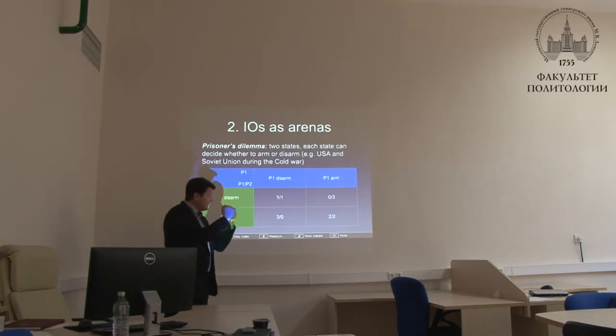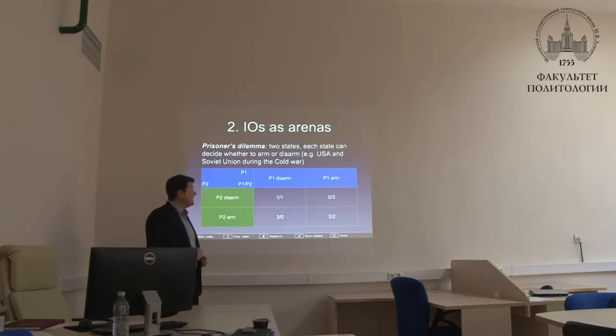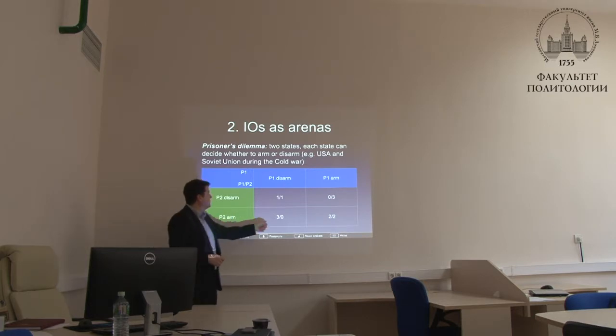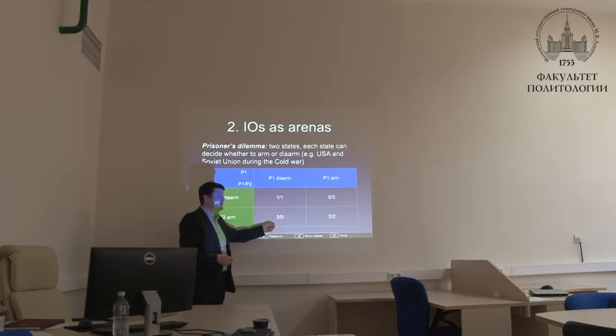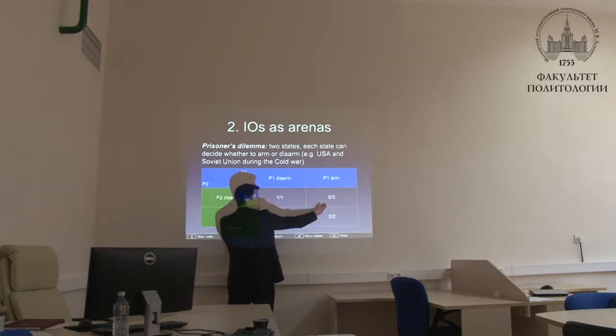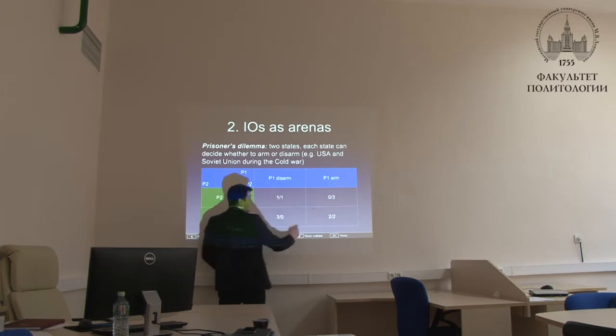This is why both states armed. And in case there would be an agreement for both states that they should disarm, but only the one state disarms, but the other state arms, this would leave the state that disarmed in a definitely weaker position. So these are probably the worst cases for both states. And in order not to get into one of the worst cases, the states usually choose both to arm.